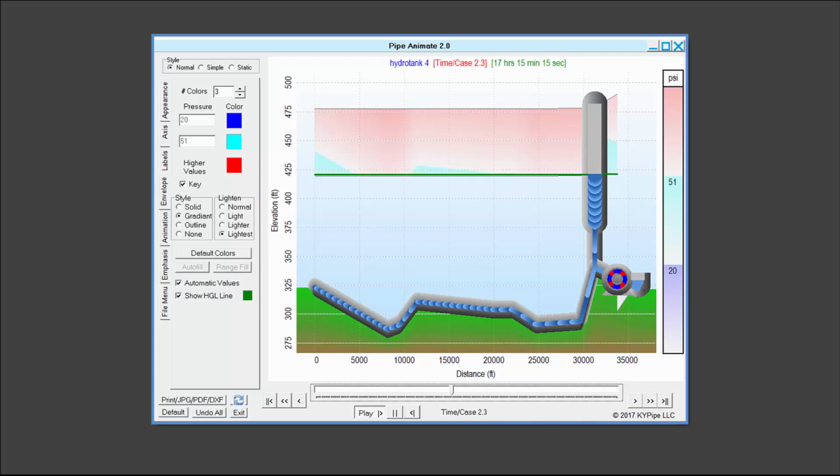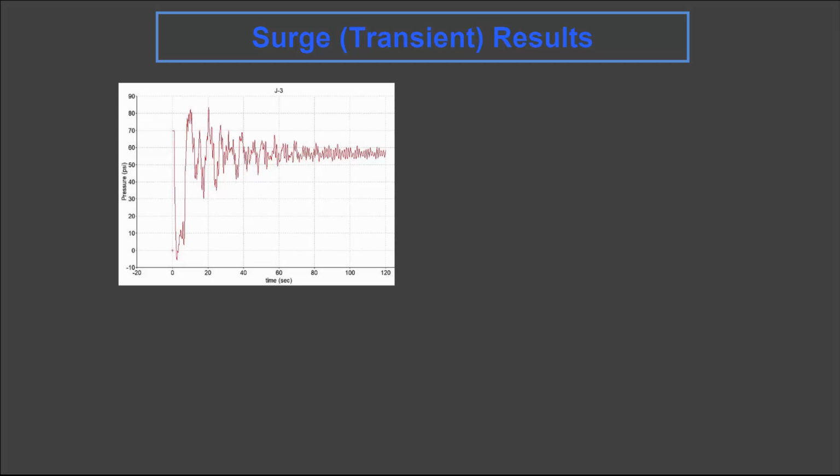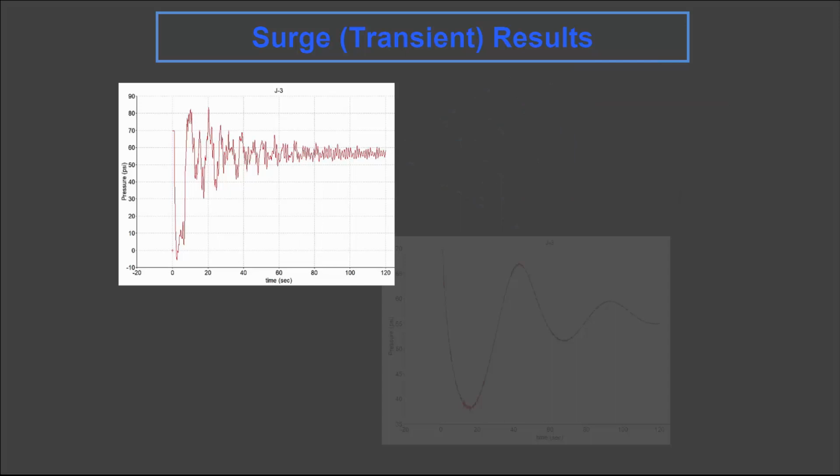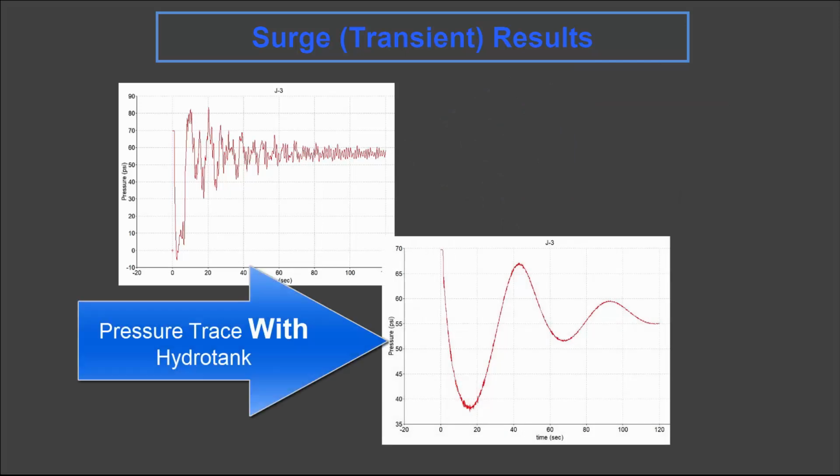Other simulations are possible, such as fire flow simulations, and with the optional surge module, users can evaluate the effect of transients on the system. Hydrotanks act as natural buffers by absorbing transient energy, and with the surge module, we can evaluate the degree of protection offered.